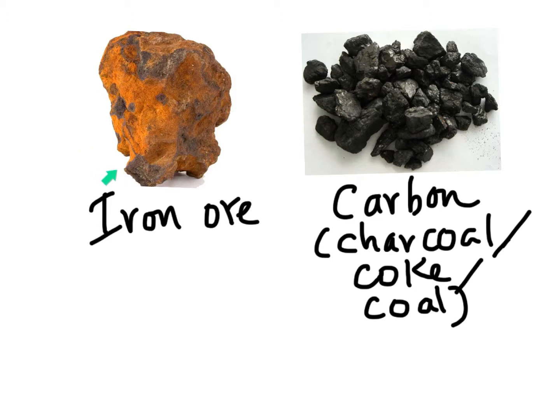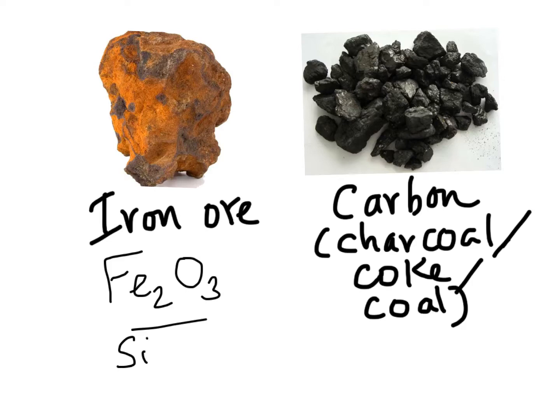So let's look at the extraction of iron in particular. What you see here is iron ore, which is basically a rock which contains mainly a compound of iron. In this case, it's iron oxide, which has the formula Fe2O3. This is the main component of the rock here. It also contains impurities, mainly silicon dioxide, which is SiO2.